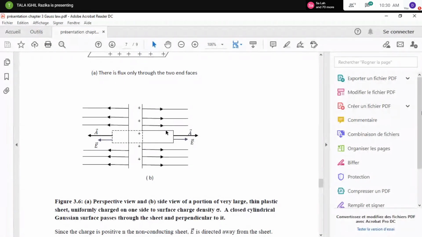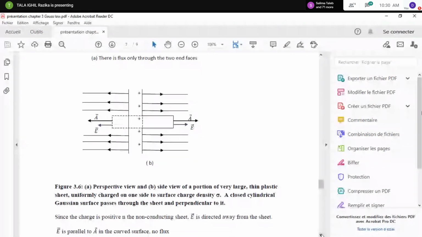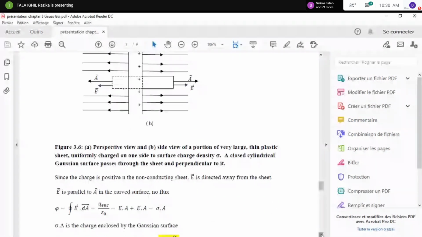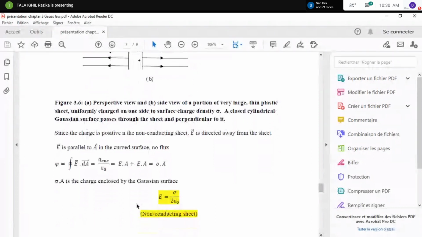So I will have EA plus EA, so twice EA is equal to sigma A. Okay, so twice EA is equal to sigma A. We have E is sigma over 2 epsilon 0. This is the formula for a non-conducting sheet. Let us return back.